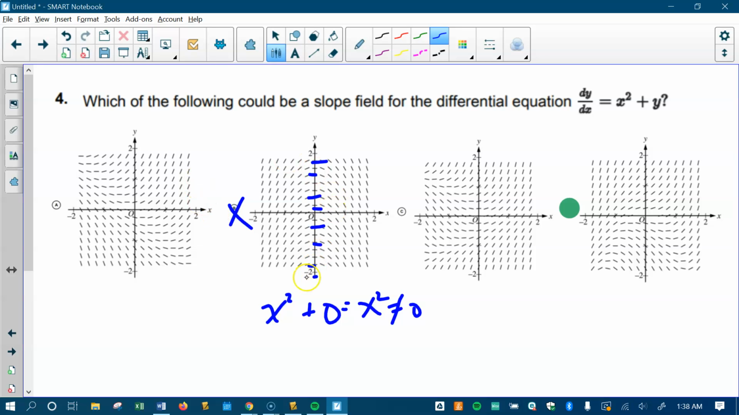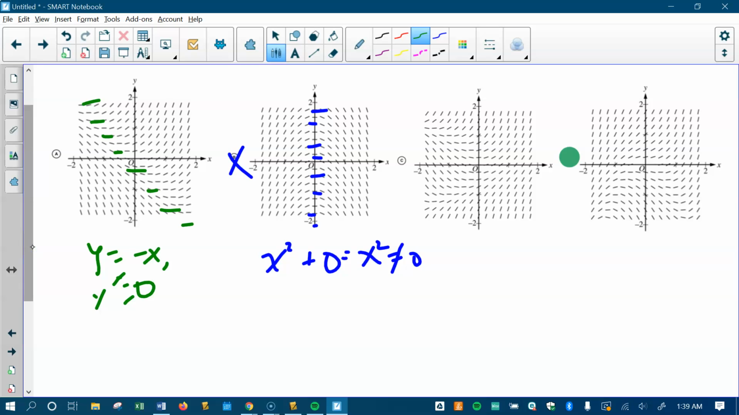I hope that makes sense. When I plug in y equals 0 here, I expect a slope of 0 out. If I don't get a slope of 0 out and I get something else out, then it cannot be this possible one. That's kind of the same thing here. I noticed, and I did this in the video for the notes, that there's this y equals negative x. And when y equals negative x, dy/dx, y prime, is supposed to equal 0. So let's see what happens here if we get y equals negative x. We get x squared plus negative x. And again, that's not equal to 0, so it can't be A.